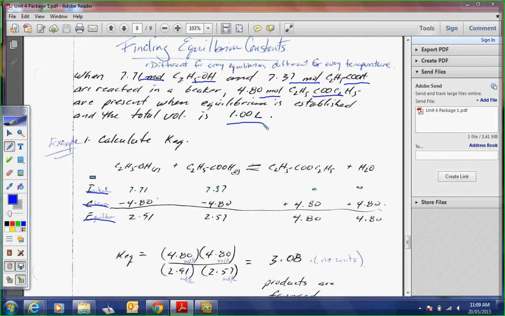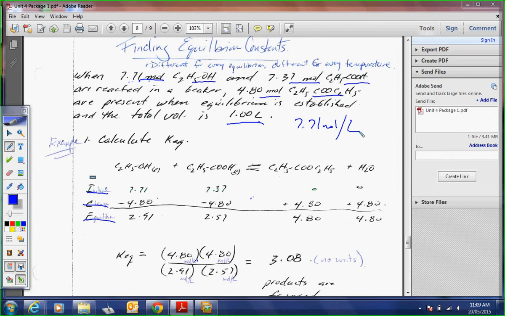Why have I told you the total volume? Because our K value is all about those square brackets concentration, so I've got to have moles per liter. So my ice table, I want it to be in moles per liter. So if you had 2 liters, you have to divide everything by 2. Now here I've got a lovely 1 liter solution, so therefore 7.71 moles in 1 liter is still 7.71 moles per liter. Everybody all right with that?